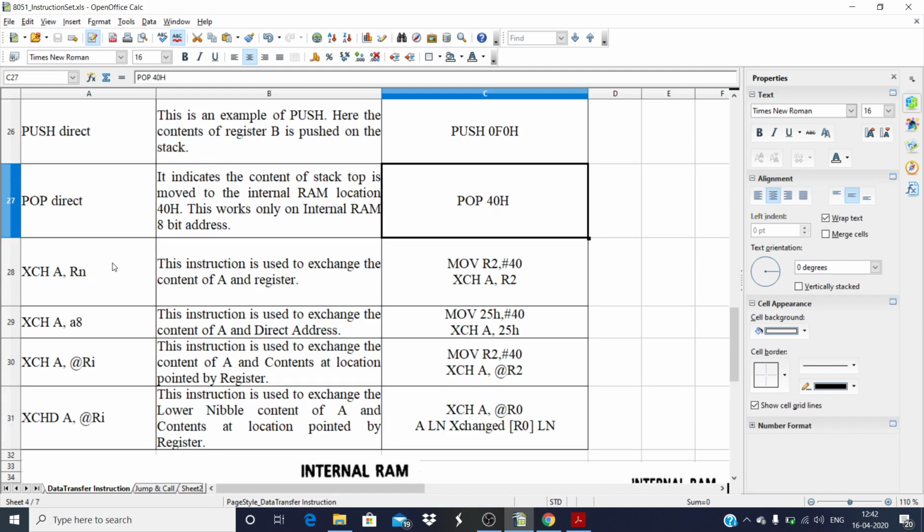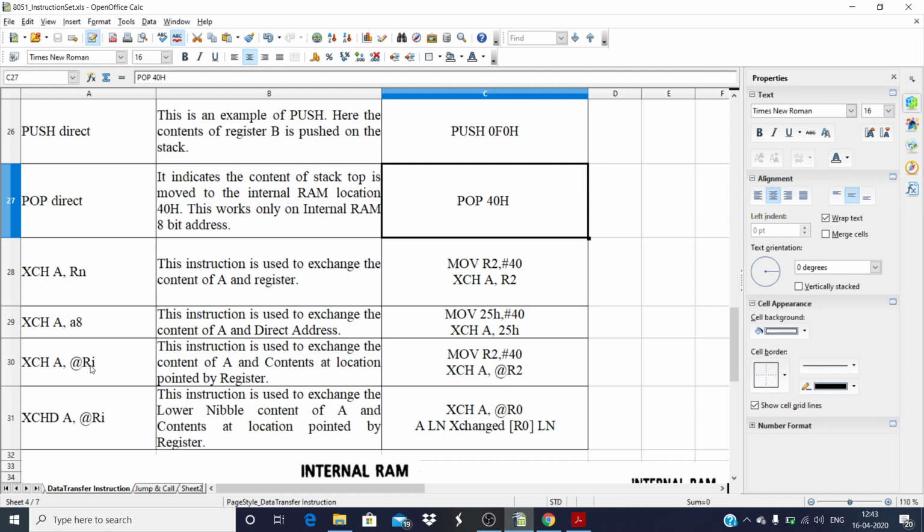So XCH A, Rn. This instruction is used to exchange the contents of the A and the contents of the register. For example, if the contents of the register are 40, then the contents of the accumulator and register R2 will be exchanged. XCH A, direct. This instruction is used to exchange the contents of the A and an 8-bit address location. For example, if address 25H has value 40, then the contents of accumulator A and 25H will be exchanged.